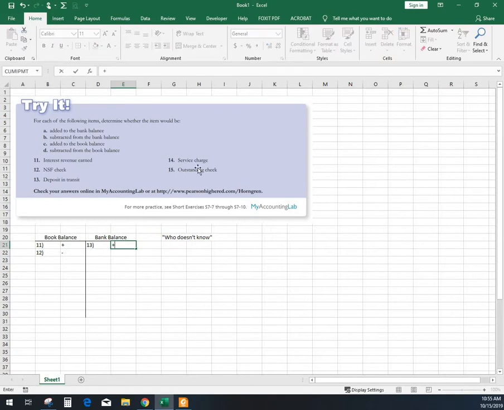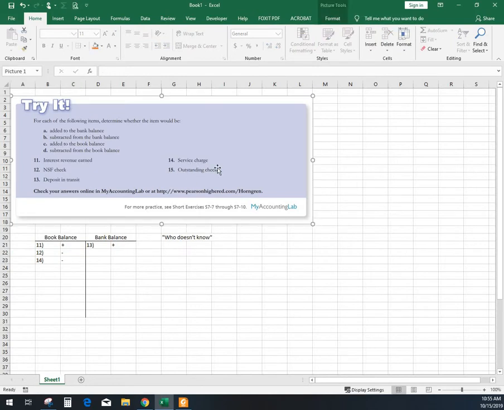Now, number 14, a service charge. Who doesn't know about a service charge? Well, the bank is the one generating the service charge. They're charging us money to provide their service, so we need to adjust our books. So put a 14 there. And if it's a service charge, that means it's already been subtracted from the bank balance, so we also need to subtract it from the book balance.